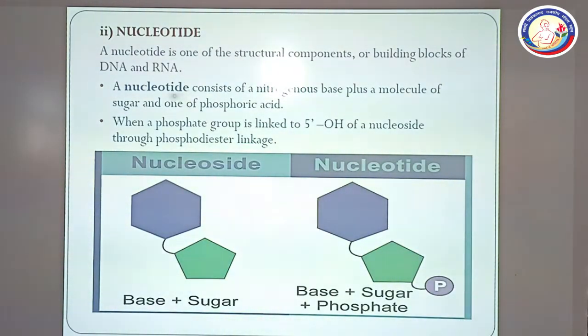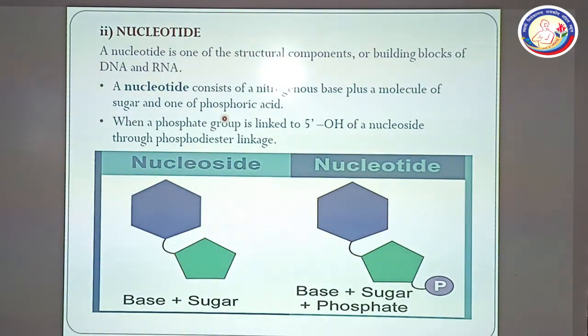What are nucleotides? A nucleotide is one of the structural components or building blocks of DNA and RNA. This is important. A number question can be asked here. A nucleotide consists of a nitrogenous base plus a molecule of sugar and one phosphoric acid. So it is made of three components.